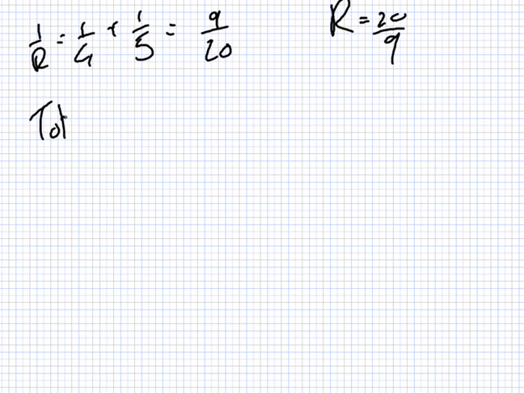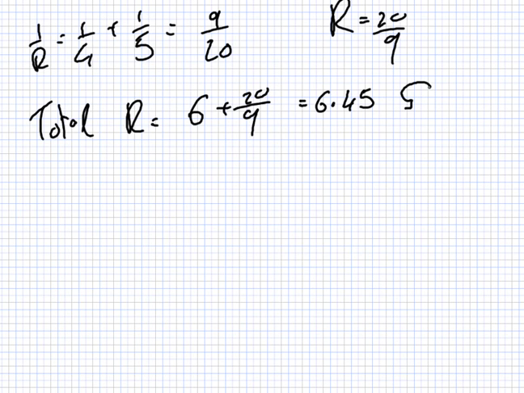So the total R is 6 plus 20 over 9. So that is 6.45. Oh, sorry, I didn't flip it. 20 over 9 plus 6. Yeah, 8 point all the 2's. Okay, so that's the total resistance.